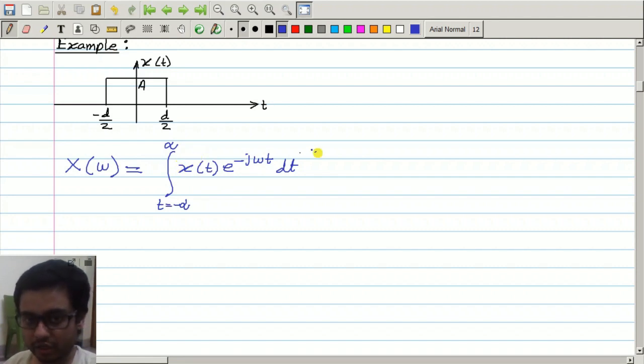Now, since this signal is 0 beyond this range of plus or minus d by 2, we can write it as integration from minus d by 2 to plus d by 2, because beyond this range the signal is 0. And also within this range x is constant with a value of a. So let me put a in place of x and then e to the power minus j omega t dt as it is here.